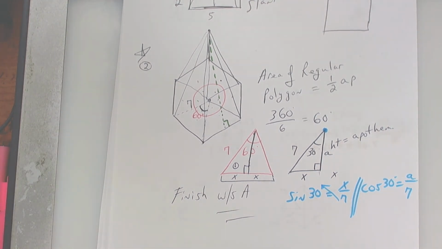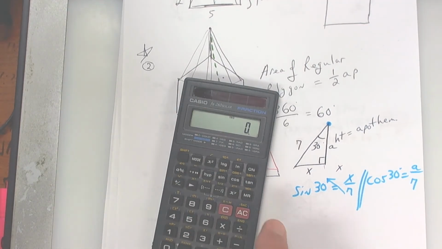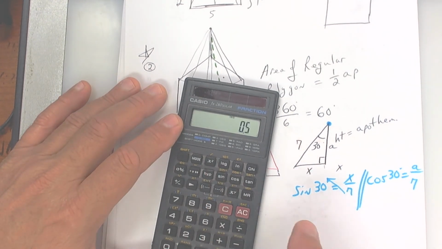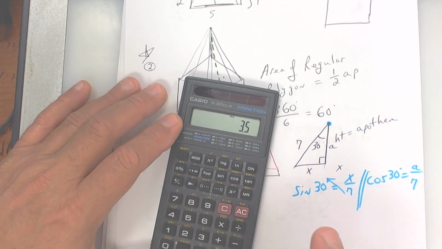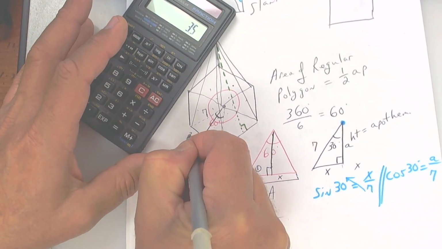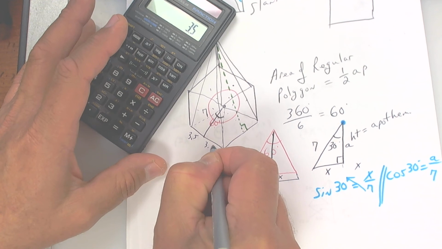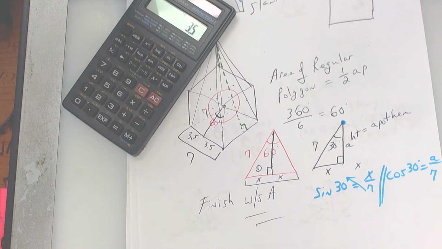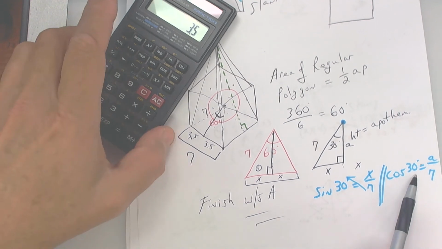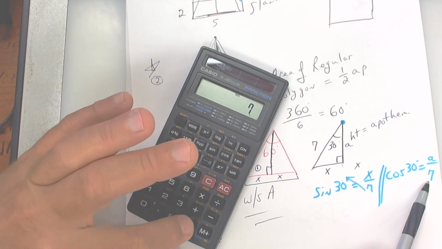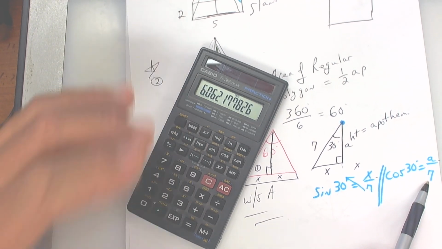Okay, so we're going to go ahead and find x. So use your calculator. Remember SOHCAHTOA? So clear that out. Take 30 sine times 7. So x is 3.5. So from here to here is 3.5. This one is 3.5. So the whole side is 7. Okay, now to get the apothem, you're going to do the cosine of 30 times 7, press equals, that equals 6.06.